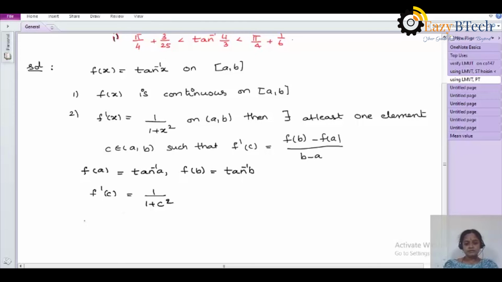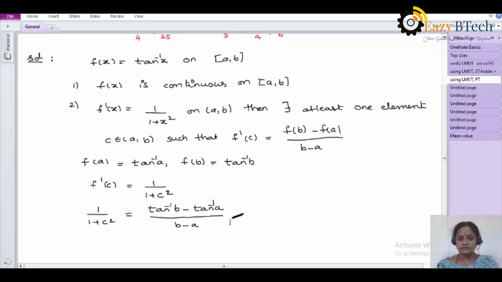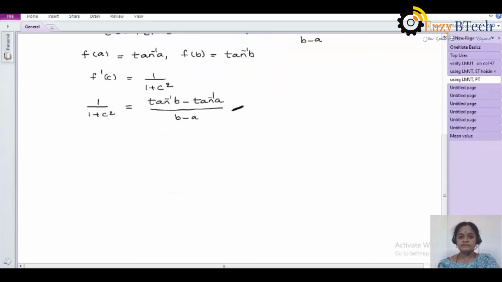Then substituting in the condition, f'(c) = 1/(1+c²) is equal to (f(b) - f(a))/(b - a), where f(b) is tan⁻¹b and f(a) is tan⁻¹a. Please remember this value, (tan⁻¹b - tan⁻¹a)/(b - a). We need this value when we are proving the statement of this problem. So in this problem again it was given that c belongs to (a, b).